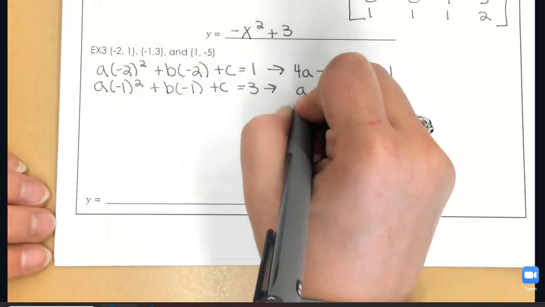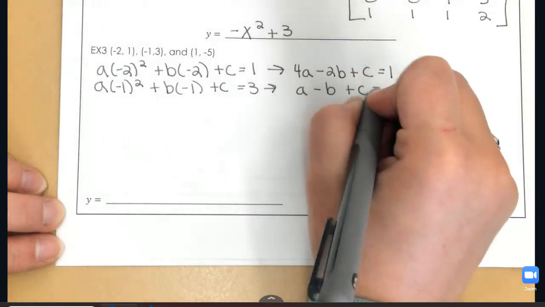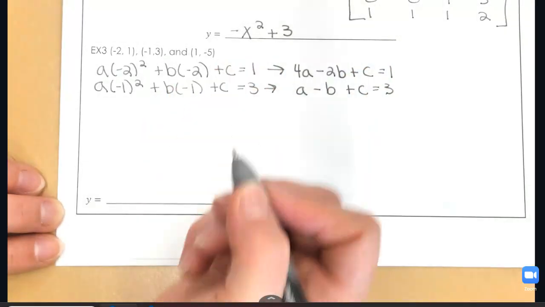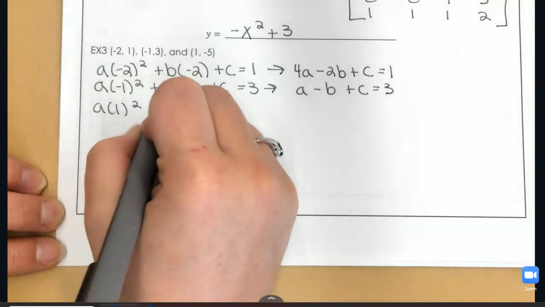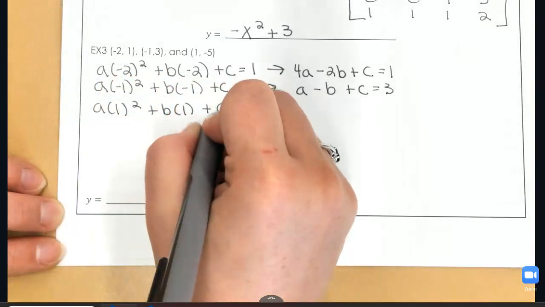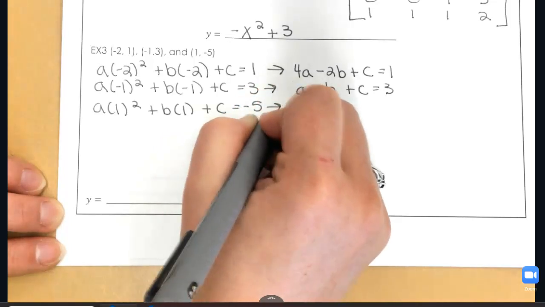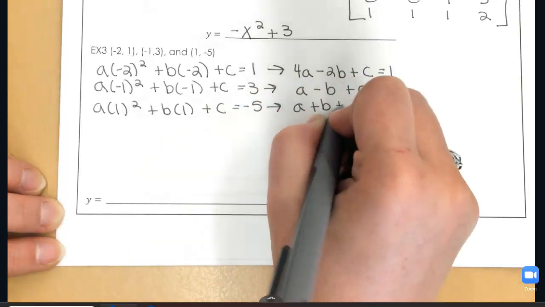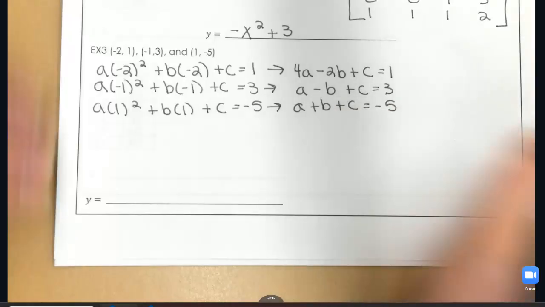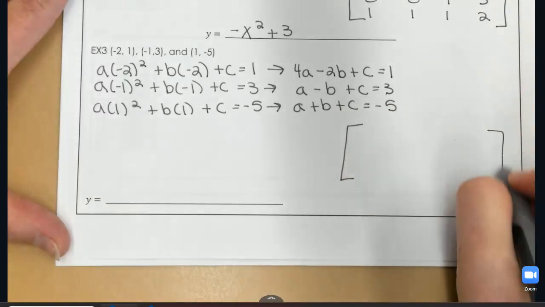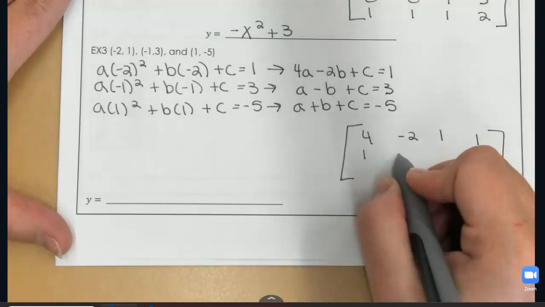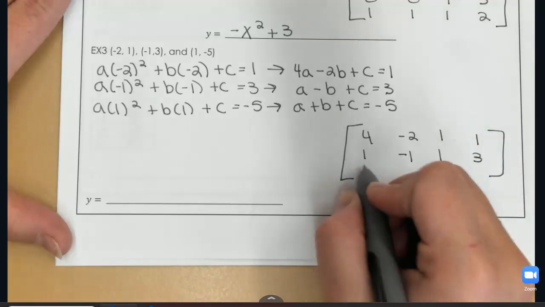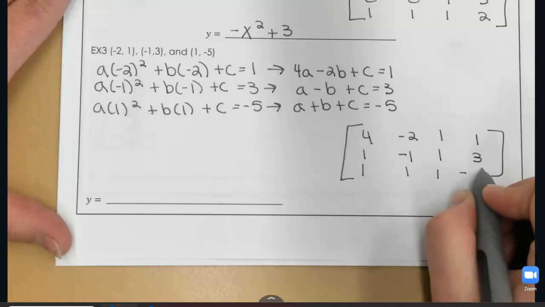And that will be A minus B plus C equals 3. And then I have the last point, 1, -5. And so that's going to be A plus B plus C equals -5. So my matrix will be 4, -2, 1, 1, 1, -1, 1, 3, and 1, 1, 1, -5.